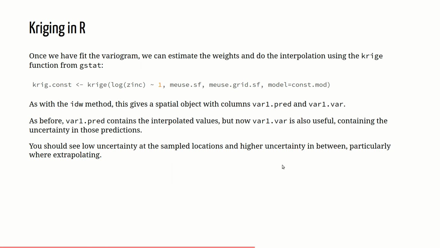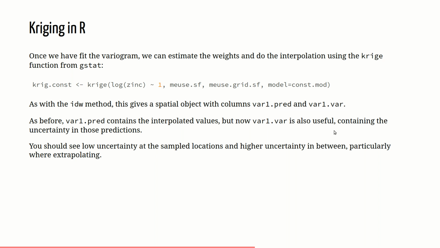Okay, it gives us the same output that IDW does, so it'll give us a spatial object which is the same as the grid that we've put in. It'll have the same locations, and it'll have two columns for the prediction, which is the interpolation value, and the uncertainty in that interpolation. Because we've built this using a statistical model, we can estimate the uncertainty in that statistical model, and therefore get a measure of how much uncertainty there is in our prediction. And we would expect to have low uncertainty at the observations that we've sampled.